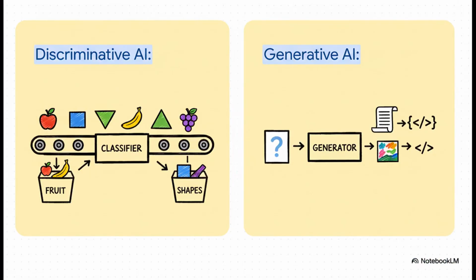Okay, so first things first, it's really crucial to know that there are two main flavors of AI. You've got your discriminative AI, which is basically a sorter. It looks at data and puts it in a box. You know, is this email spam? Or is that a cat in the photo? But generative AI, that's a whole different ballgame. It's not a sorter, it's a creator. It doesn't just label things, it actually makes new stuff from scratch.